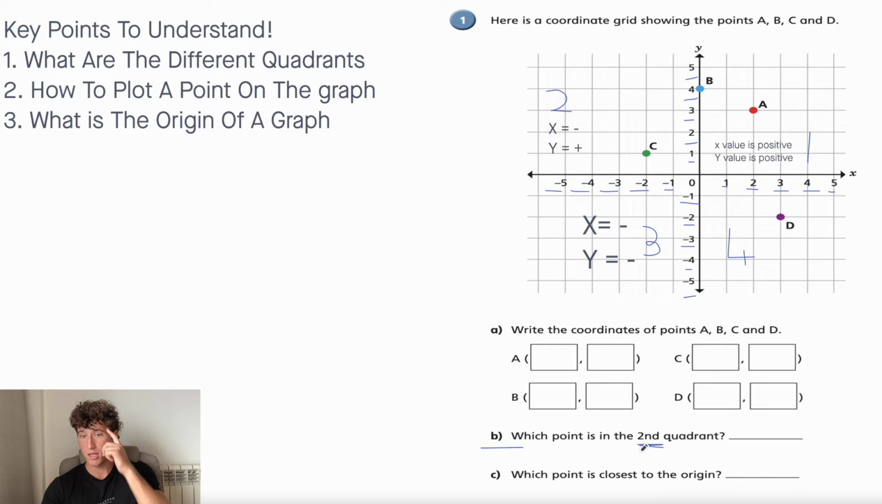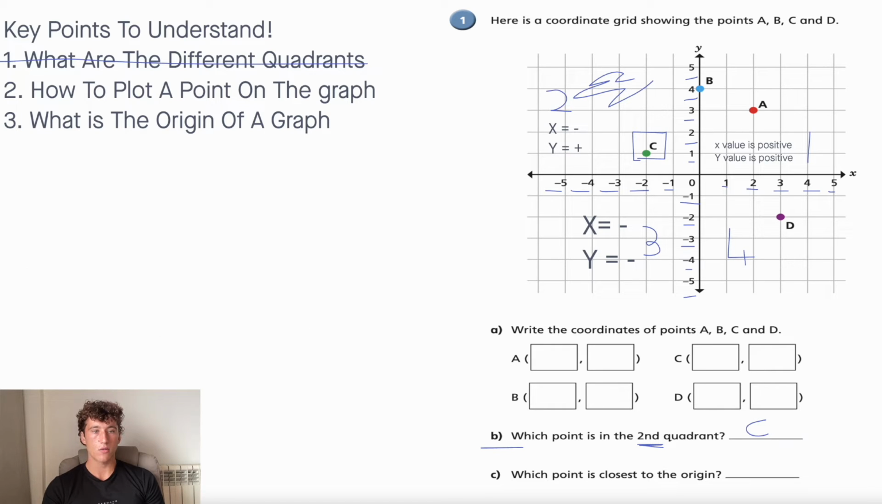So for this question, part B, which point is the second quadrant? Okay, so now we know what second quadrant means. We're looking for negative x, so we go along the x, okay, the negative part's here. And we know it's a positive y, and the positives are up here, so it has to be this top left quadrant. And the point, so is there any point in this quadrant? Yes, so there's C, which is in the quadrant. So here, our answer would be C.